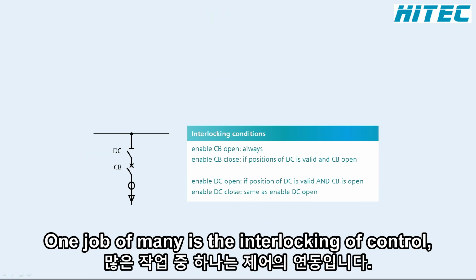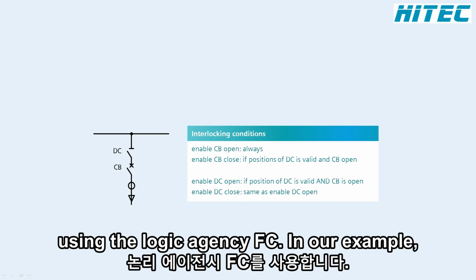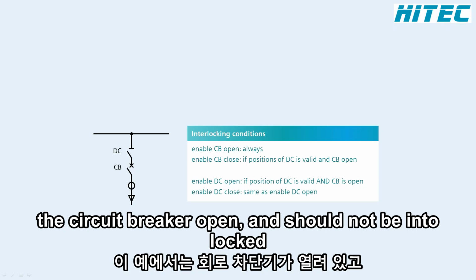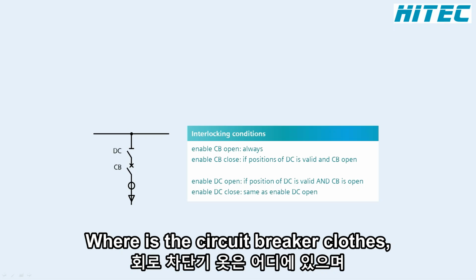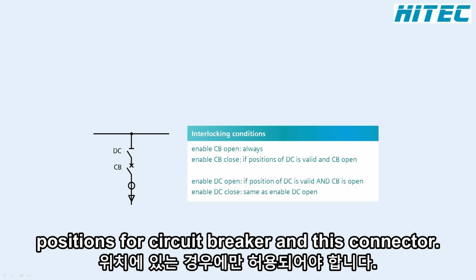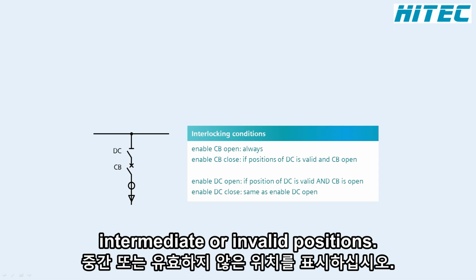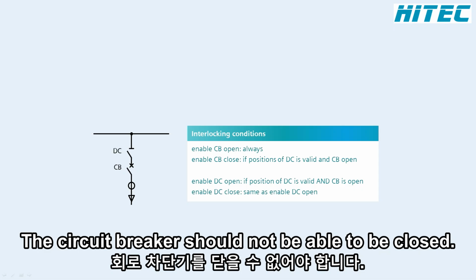One job of many is the interlocking of control commands in Cyprotec-5 using the logic editor CFC. In our example, the circuit breaker open command should not be interlocked at all, whereas the circuit breaker close command should only be allowed if there are valid positions for circuit breaker and disconnector. In case these switching elements show intermediate or invalid positions, the circuit breaker should not be able to be closed.